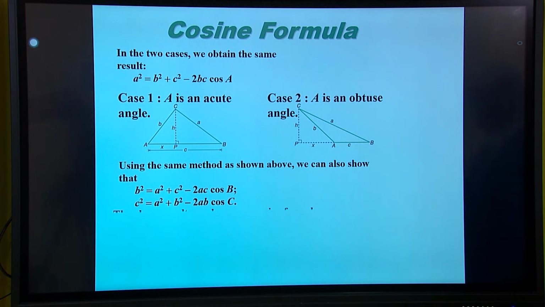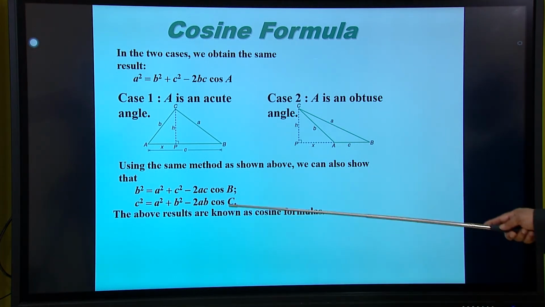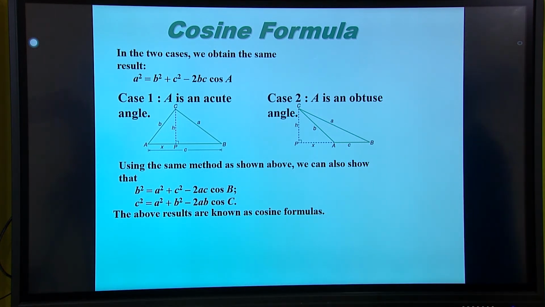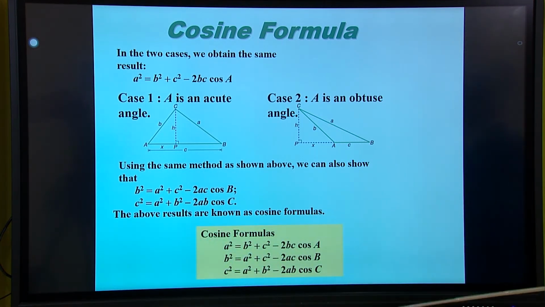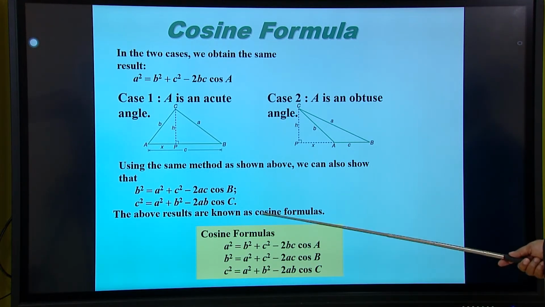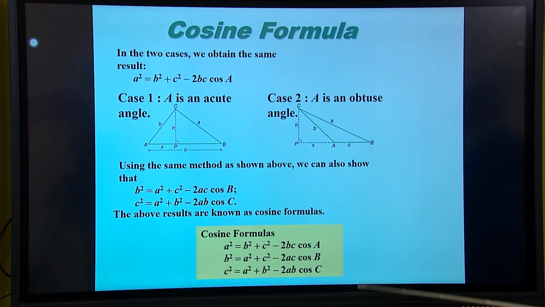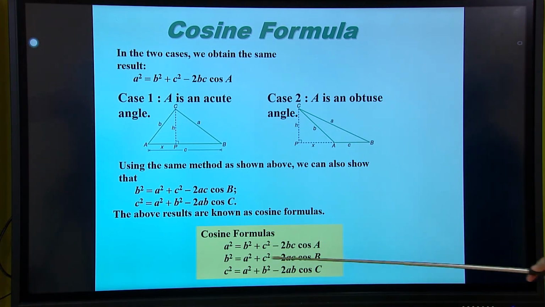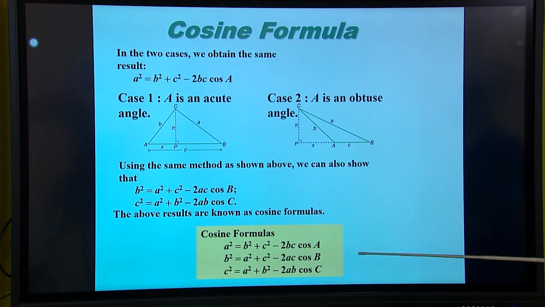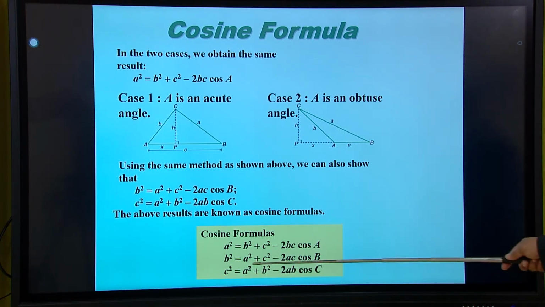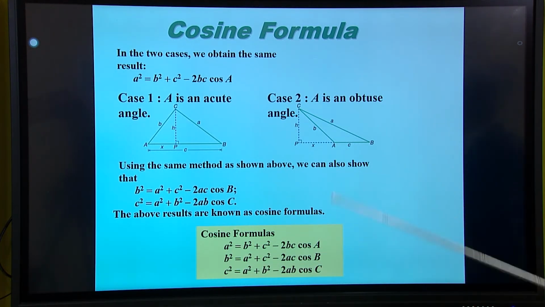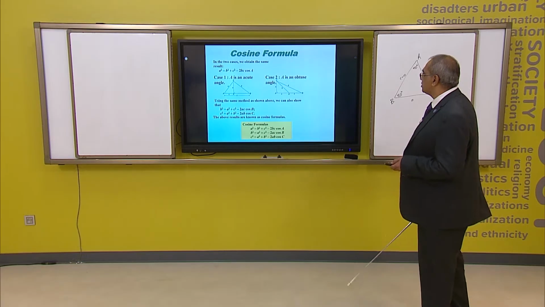So I can write this in different ways as well. So b squared can be written in terms of a squared, and c squared can be written that way. So we have three equations here that we can call the cosine rule. And you can see the pattern. a squared is b squared plus c squared minus 2bc cos of A. If it's b squared, you minus 2ac cos of B. So you can pick up the pattern of how we write the rule. Okay? That is known as the cosine rule.